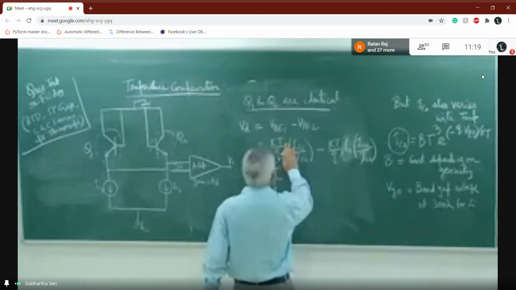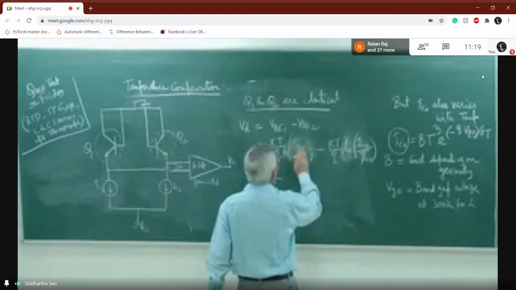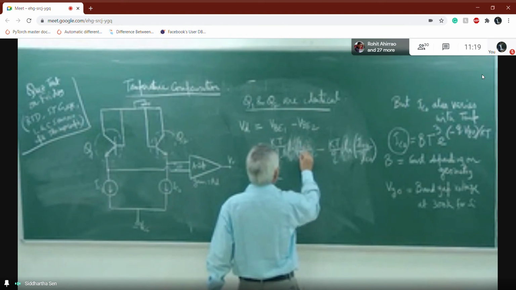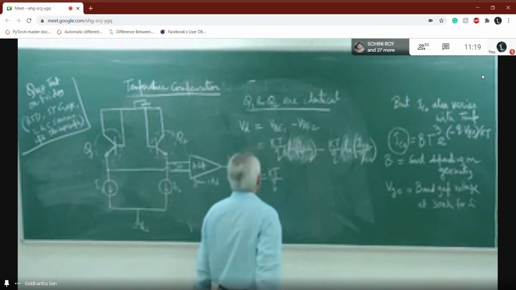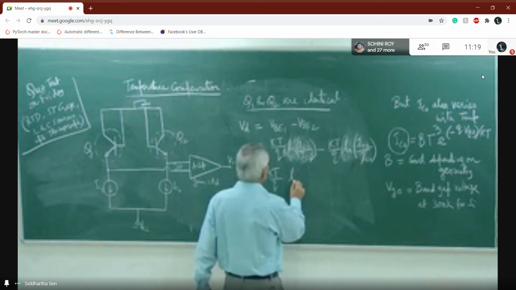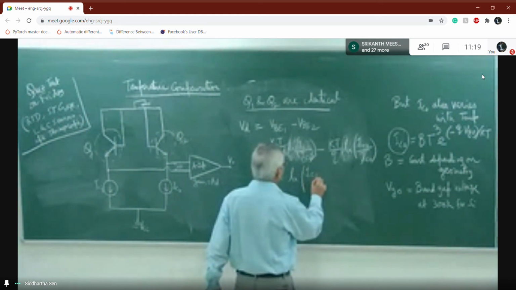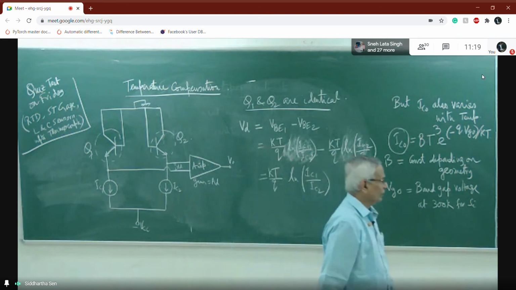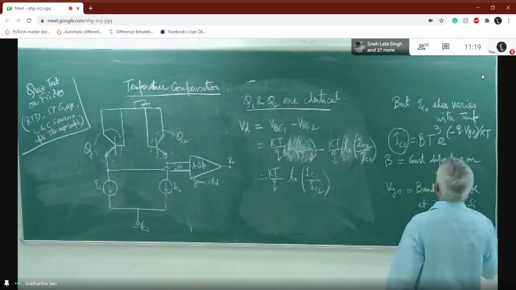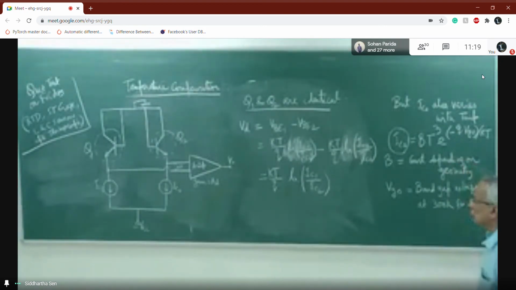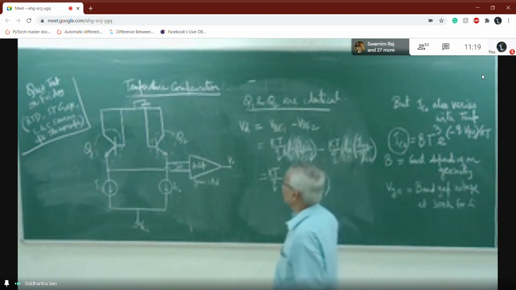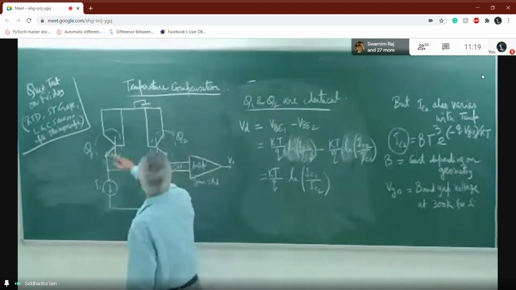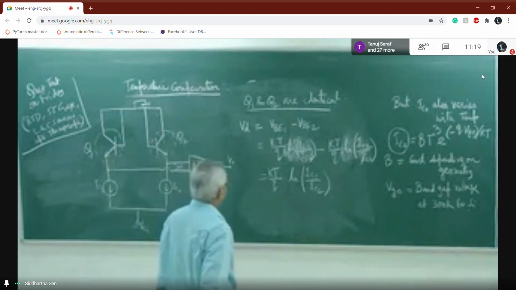So here it is log natural IC1 divided by IC0. So what is this? It is log natural IC1 divided by IC2. That means the uncertainty of the variation of IC0 is cancelled out because of these two identical transistors we are using, and so they will be cancelled out.